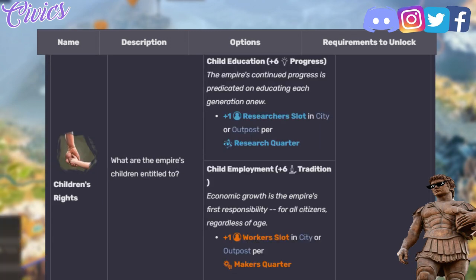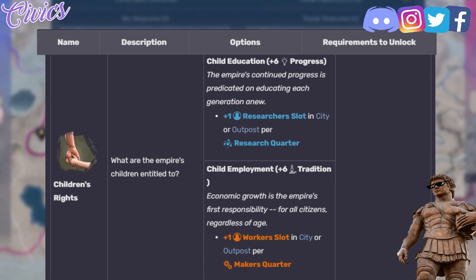Children's rights. What are the empire's children entitled to? Option A, child education, plus 6 progress. The empire's continued progress is predicated on educating each generation anew. Receive plus 1 researcher's slot in city or outpost per science research quarter.